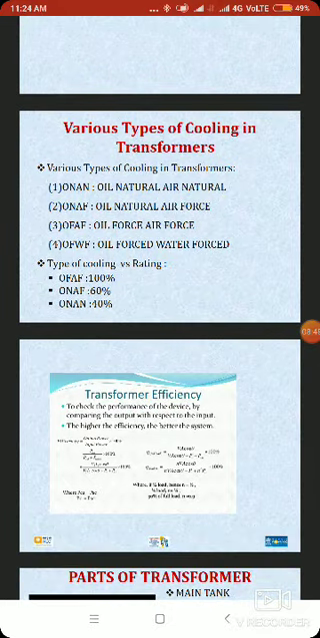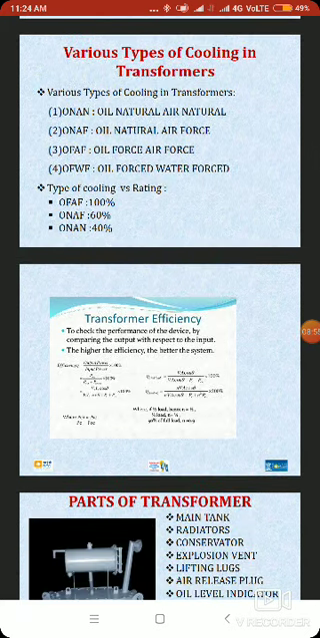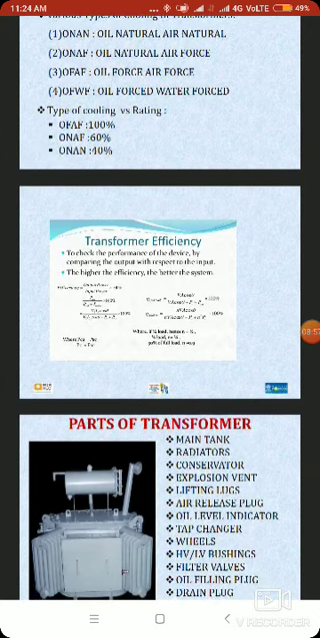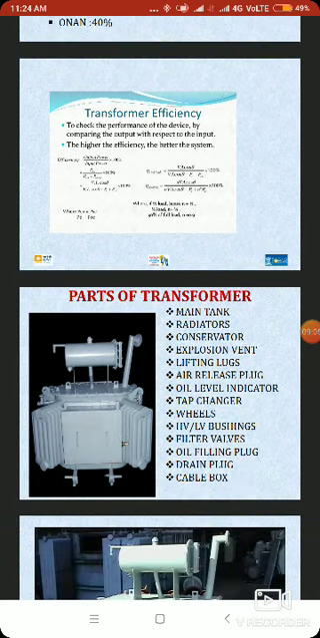Then the types of cooling as per rating: OFAF is doing 100% of the cooling, ONAF is doing 60%, and ONAN is doing 40%. Then, coming to the transformer efficiency, how it is calculated is given in a diagram. And then, mainly, we come to the main parts of a transformer.